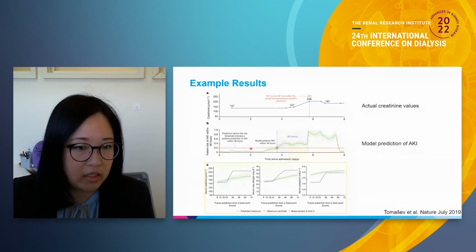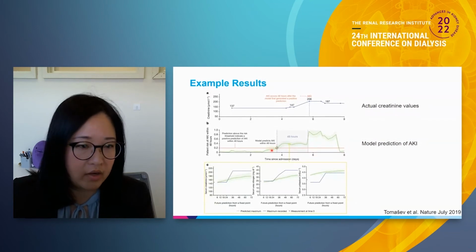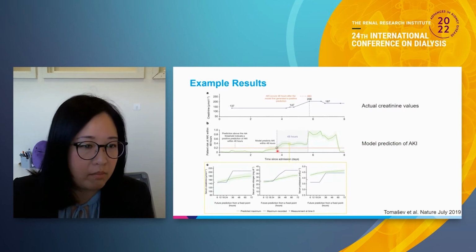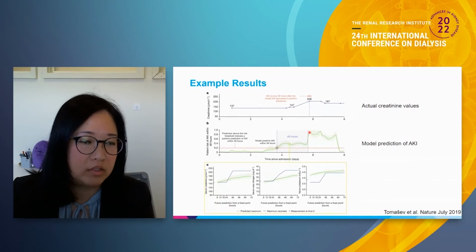This red line here is the threshold that they use to say that if the prediction is above this value, then the person would have AKI in the next 48 hours. And here at hospital day 3 is when the model met that threshold. And at hospital day 5 is actually when the person developed AKI. So this was an accurate and correct prediction.